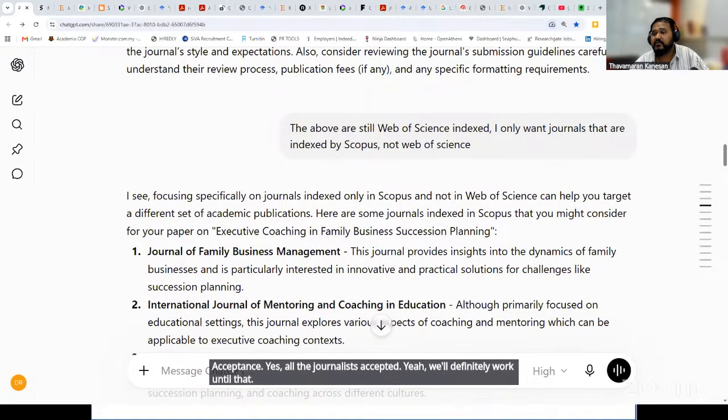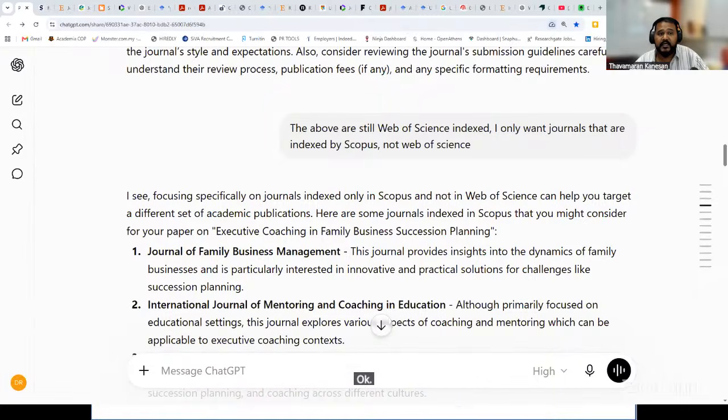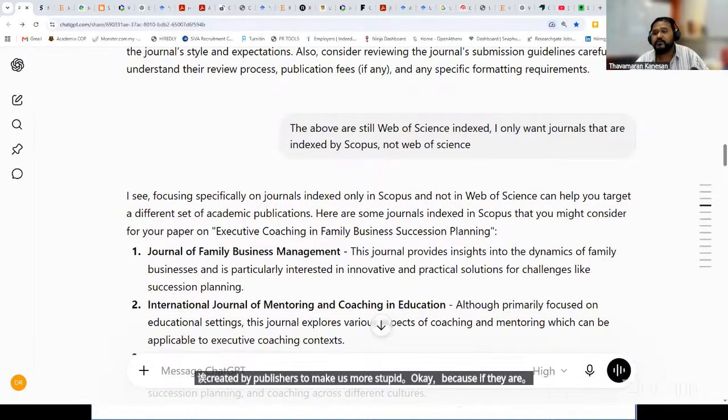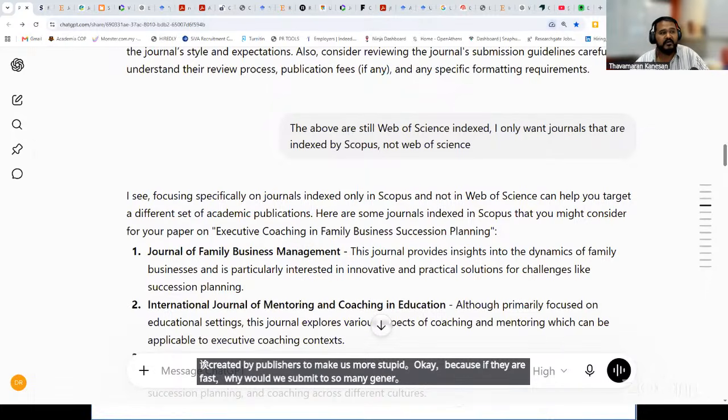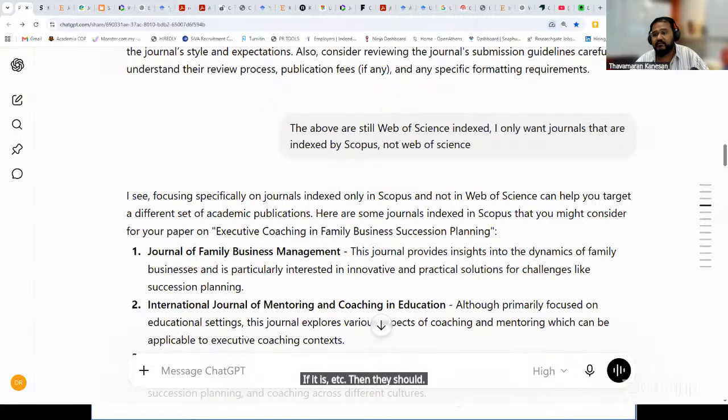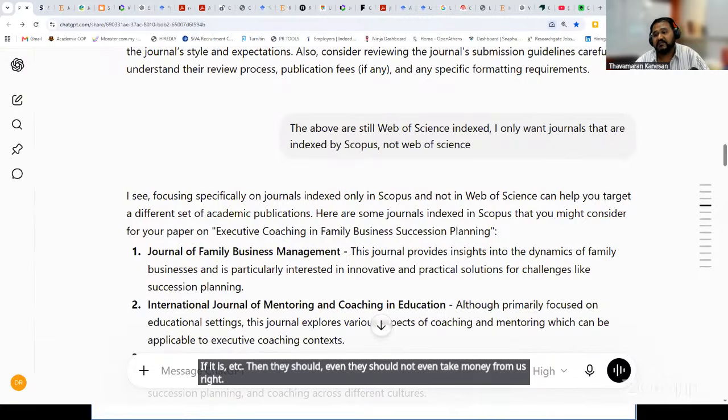How about sending the paper to multiple journals? Okay, that part is an ethical problem. Ethics also, I would say, were created by publishers to make us more stupid. Because if they are fast, why would we submit to so many journals, right? Because they want to make more money, they take more papers in, and they tell us, as ethics, don't submit to more than one. If it is ethics, then they should not even take money from us, right? But that is the rule.